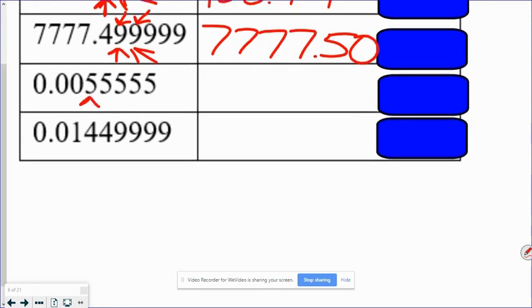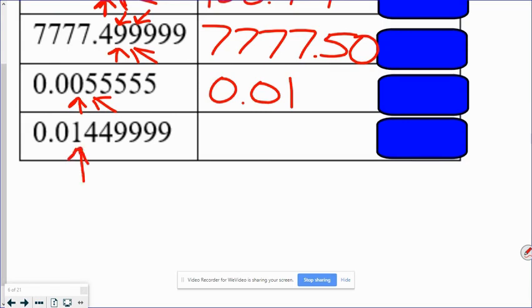We want to go to the hundreds place, so we look at the thousands place. Thousands place is 5 or greater, so we round up. So 0.01.